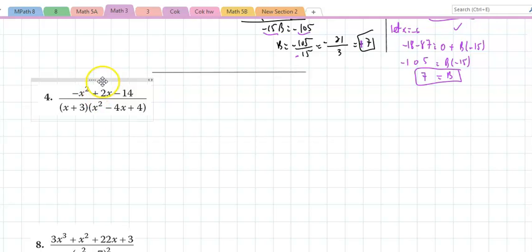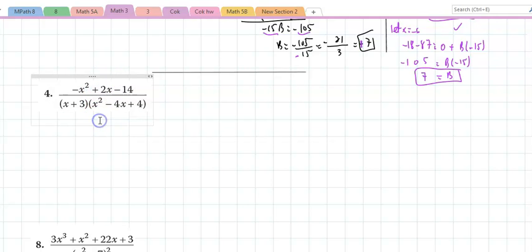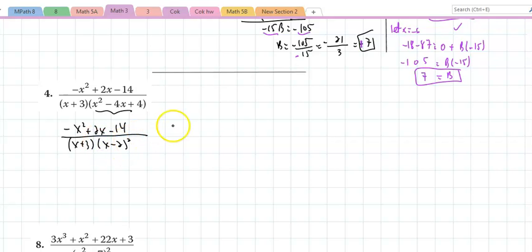Okay, problem number 4 is next. We want to do the same thing. We're going to say, well, that is negative x squared plus 2x minus 14 over x plus 3. And if this factors, isn't that x minus 2 squared? So this is the least amount of work I could do. If you see a repeated factor, you have to list it at least that many times. That's the bare minimum work. So I have to list it that many times at least.